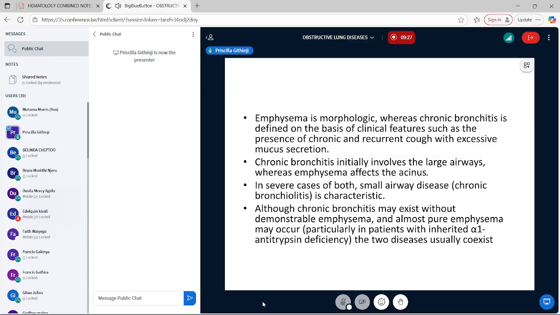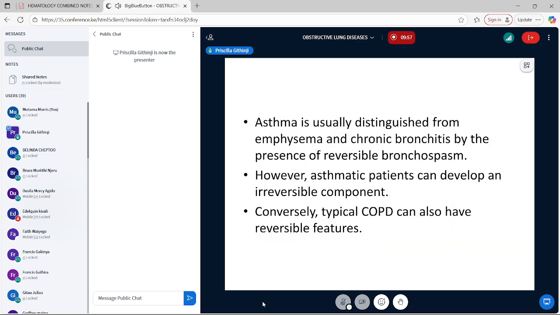So what does this mean? Each disease can exist on its own, but most of the time you find that there's a coexistence of both chronic bronchitis and emphysema, as I had stated earlier. But where you find emphysema alone with no chronic bronchitis, it is usually when the patient has the alpha-1 antitrypsin deficiency, patients who have cystic fibrosis. I'm sure you've heard of cystic fibrosis.